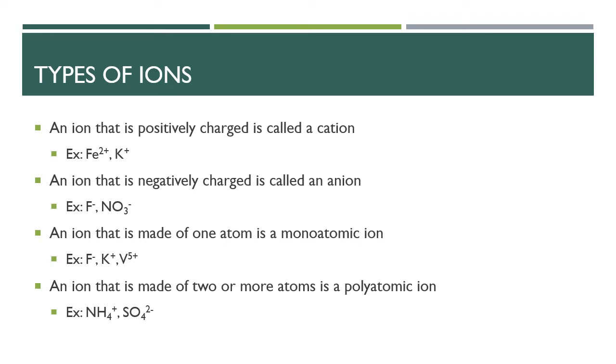An ion that is made of only one atom is called monoatomic, the prefix mono meaning one. So for example, fluoride, the potassium cation, and the vanadium 5 cation are all monoatomic. They consist of one single atom. Conversely, if an ion is made of two or more atoms that are bound together, it is called a polyatomic ion. For example, the ammonium cation, NH4 with a +1 charge, and the sulfite anion, SO4 with a -2 charge, are polyatomic ions. We will learn more in detail about these in a later unit.